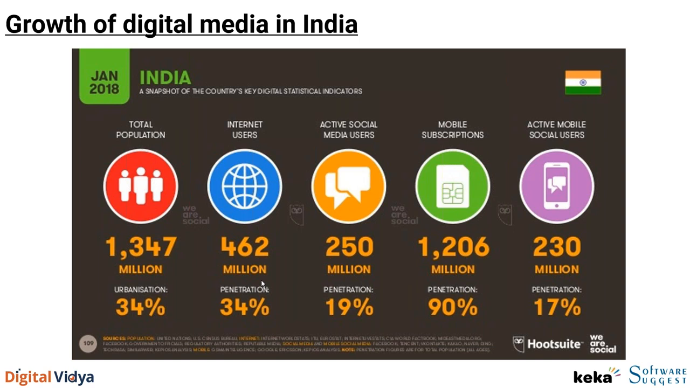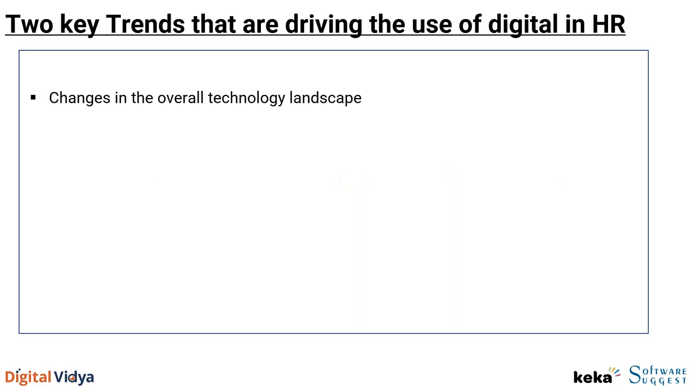In an environment like this, where digital is growing, there are two key trends that seem to be driving the use of digital in the HR space. The first one is changes in the overall tech landscape. Digital has transformed the entire tech landscape, and we are seeing the growth of apps that are always on. We are also seeing a flood of data. There is so much data available across all functions inside an organization that can be used very effectively and leveraged to make better decisions, and in the HR space, show better results from HR efforts.